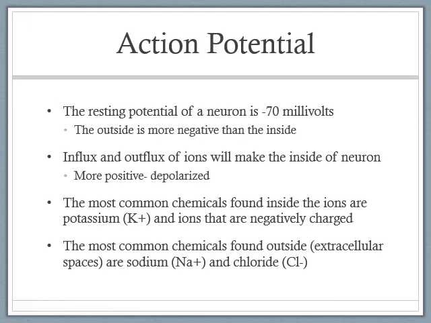All right, so action potential. There are action potential animations and videos that I included in the module, under the module tab under module 1. I strongly recommend that you review those. It's really going to help you understand action potential. So the resting potential of a neuron is negative 70 millivolts. During this time, the neuron is considered to be in a relaxed state. The membrane is considered polarized, and the outside is more negative than the inside. The influx and outflux of ions will make the inside of the neuron more positive, or depolarized.